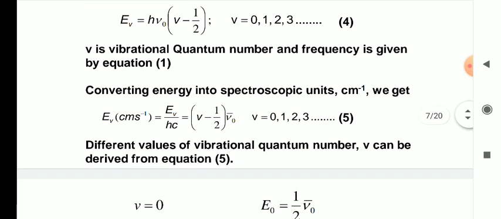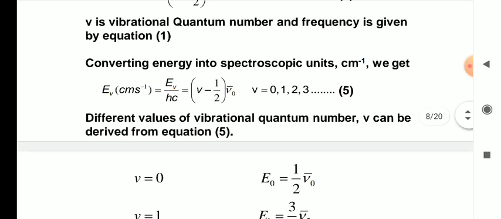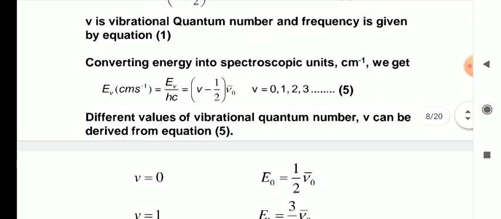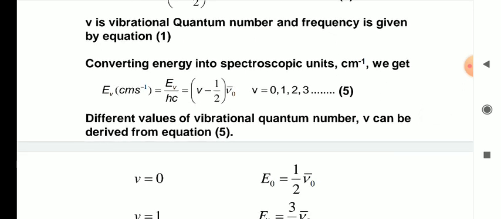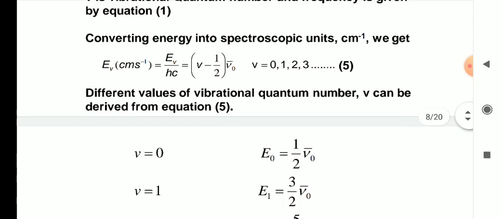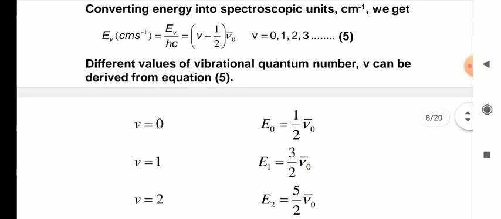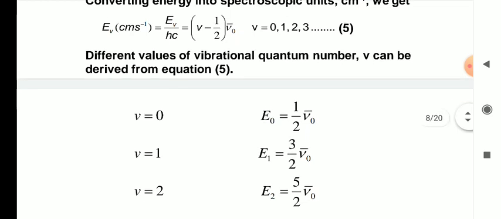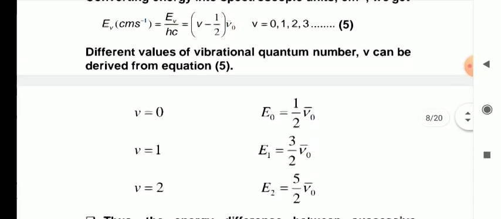Converting energy into spectroscopic units, that is centimeter raised to minus 1, you have to divide equation number 4 by h into c. Therefore, the energy in terms of centimeter raised to minus 1 is given by E_v upon hc, that is equal to (v plus 1 by 2) into nu bar, where v is equal to 0, 1, 2, 3 and so on. The different values of the vibrational quantum number v can be derived from equation number 5.